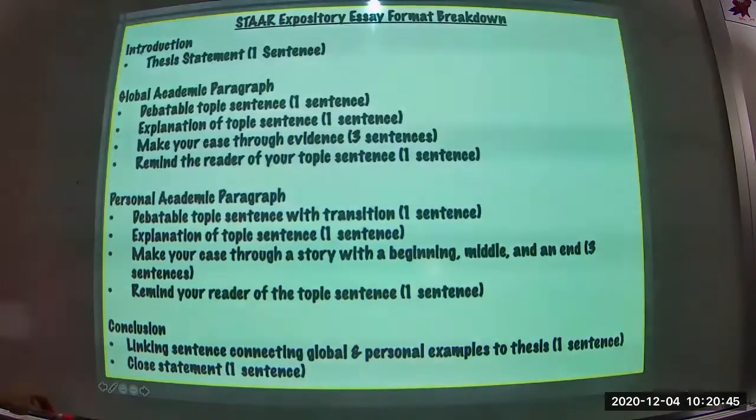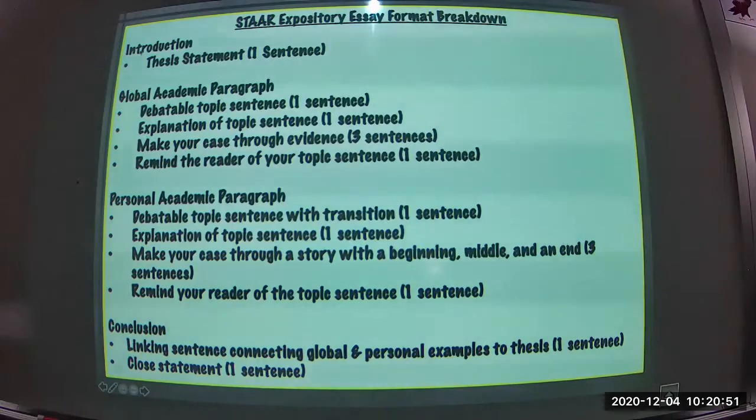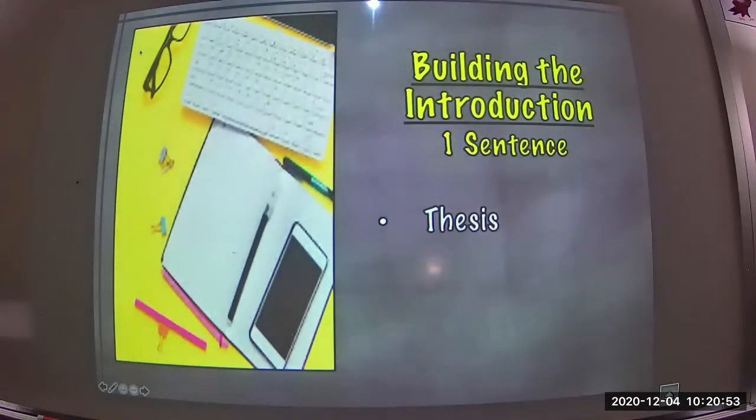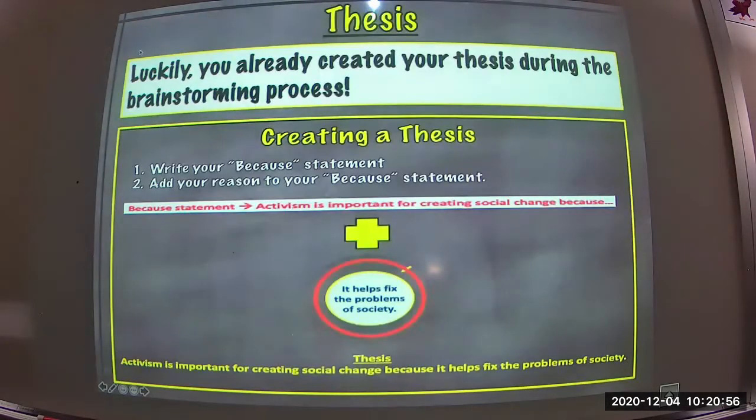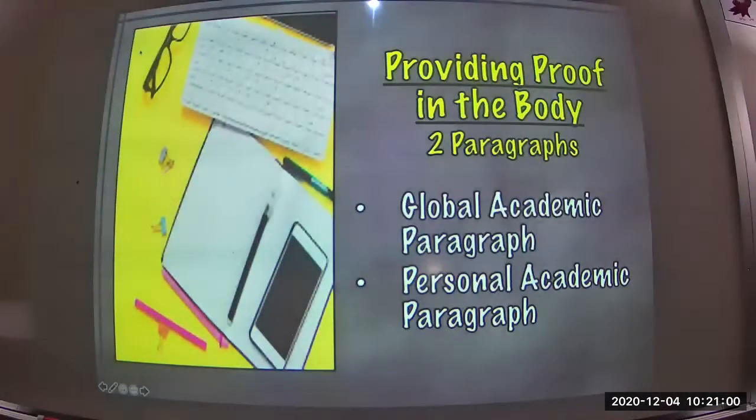So once you get through that process, you have your introduction, which is your first paragraph, and that's your because statement plus one reason. You're going to want to go ahead and, so there's your completed thesis. You're going to want to go ahead and move on to your academic paragraphs.